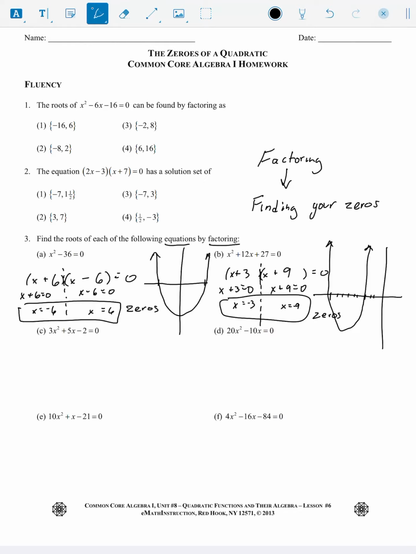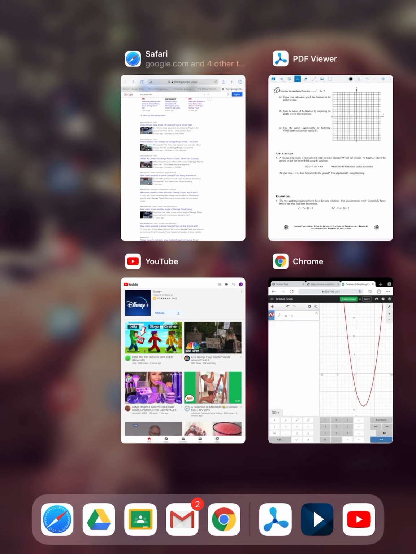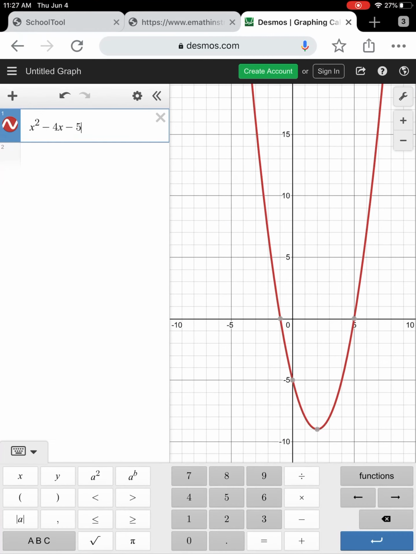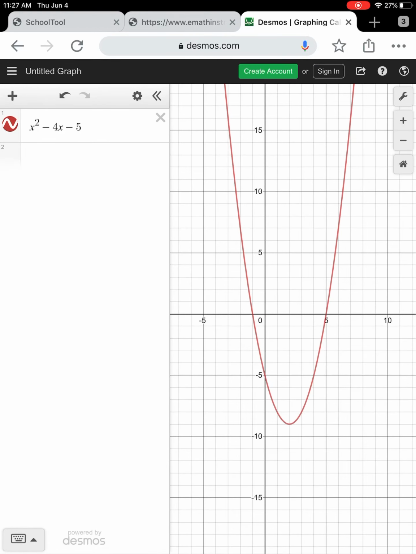All right, now moving on to the last page. Question 4 is the skill you really have to learn. Going forward in math, it's important to be able to graph a quadratic function, find its zeros, and then solve it algebraically. And that's exactly what we'll do in question 4. Now, part A says using the graphing calculator, graph the function. I'll go over to my Desmos, and it's right here. And I plugged in x squared minus 4x minus 5, the equation we're given. And if you look at it, our function looks a little something like that.